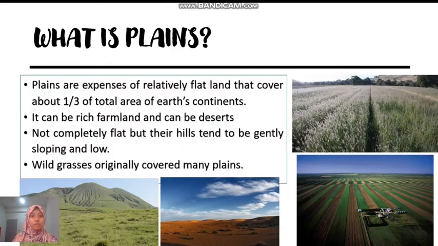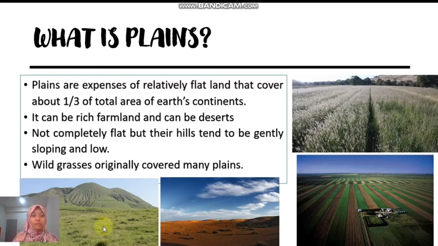Okay, so first of all, what are plains? Plains are expanses of relatively flat land that cover about 1/3 of the Earth's continents. So a plain is another feature of the continents. It can be rich farmland and it can also be a desert.